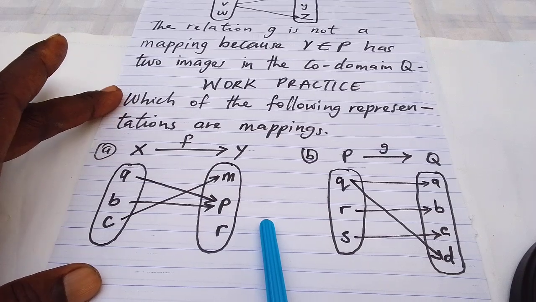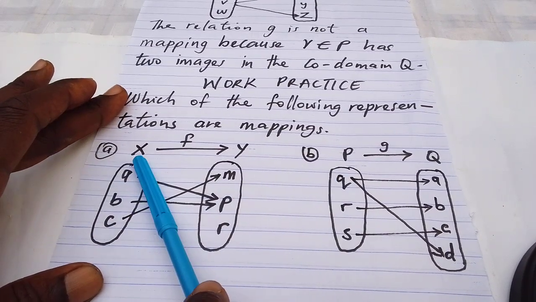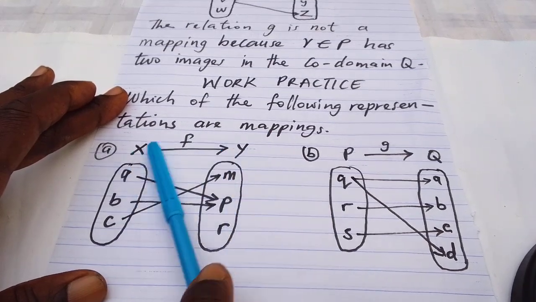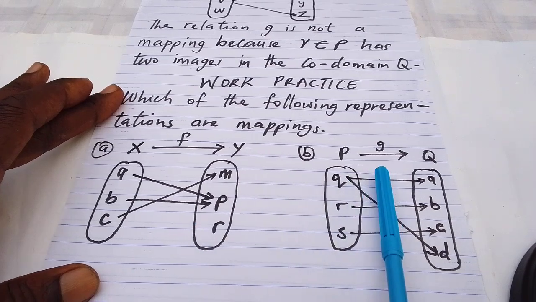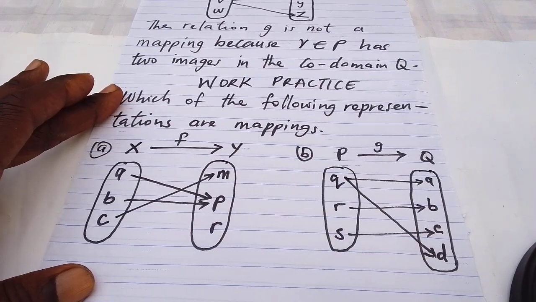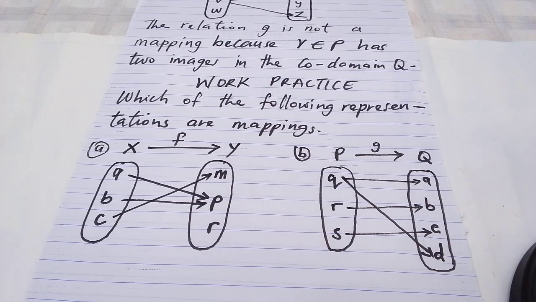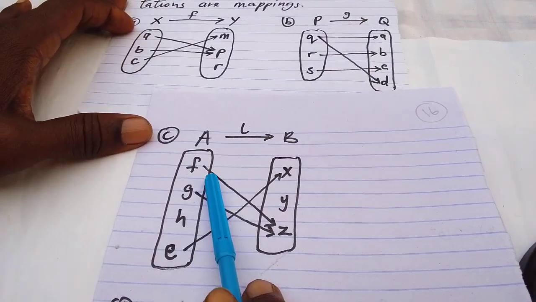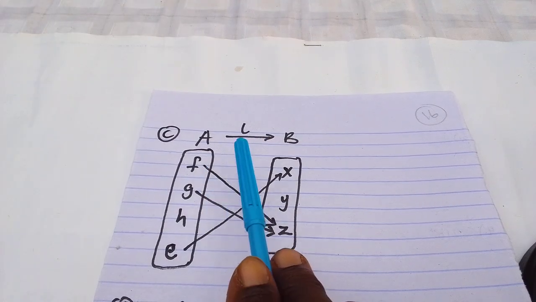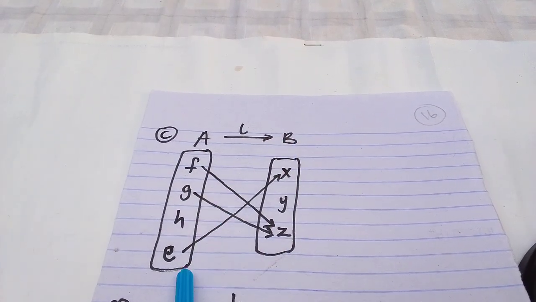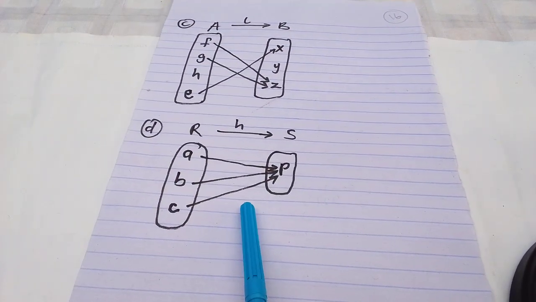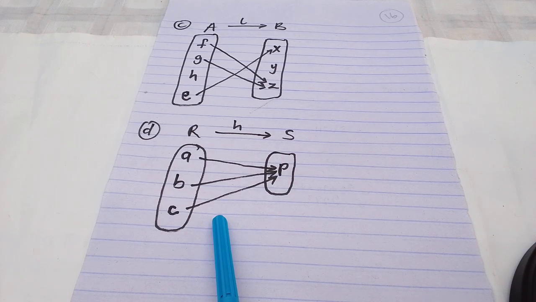So now let's look at this. Which of the following representations are mappings? Look at this set X, this set Y. Which of these, this A, this B, is a function? Which one is a mapping? So you check. Then the continuation, this is D. If you have this for C, this is set A, this is set B. Is this a mapping? And likewise this, can you also refer to this as a mapping?